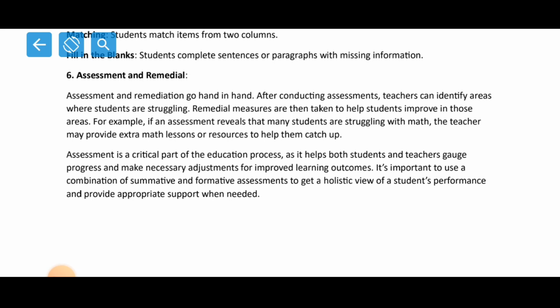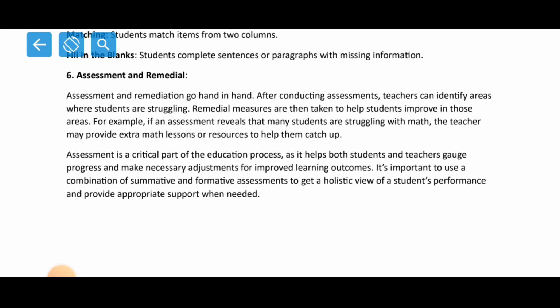For example, if an assessment reveals that many students are struggling with math, the teacher may provide extra math lessons or resources to help them catch up. Of course, this is what I just said. Suppose the student is having problems understanding mathematics, the teacher and the student both can take extra effort and extra time, and they can practice maths or learn maths after school or before school, according to their convenience, right? But they have to do extra labor in order to understand that particular subject.